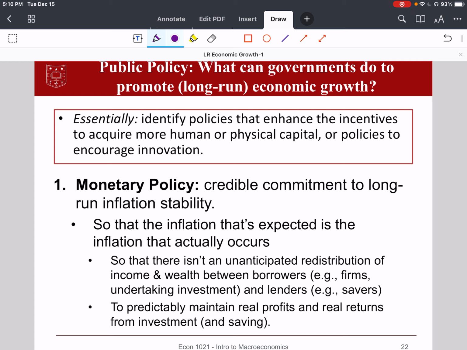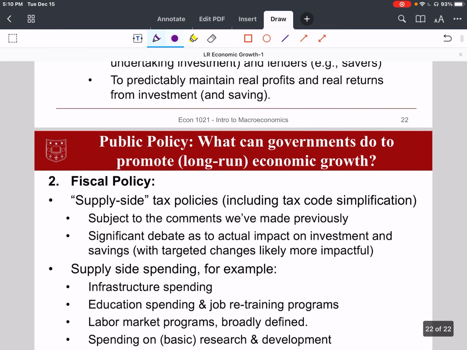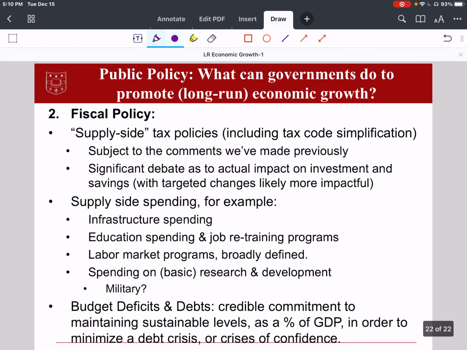And as a result, that can destroy or certainly mitigate the extent to which investment is undertaken. And similarly, just more generally, if inflation is stable, then that's going to mean that the real reward, real profits, real returns from investment and from saving are going to be maintained. In other words, purchasing power is going to be maintained, and that will also provide a stronger incentive for undertaking investment.